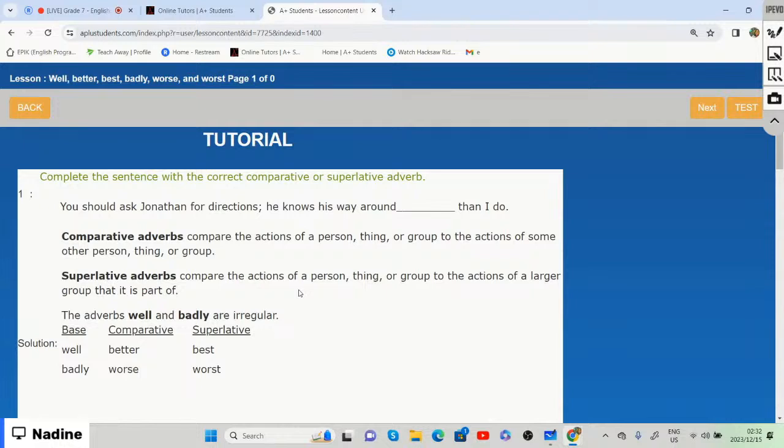So the adverbs well and badly are irregular. But now we have our base word that is, for example, well. So we have well, better, best, badly, worse, and worst. And that is when we use either one of those words when we have to compare adverbs.